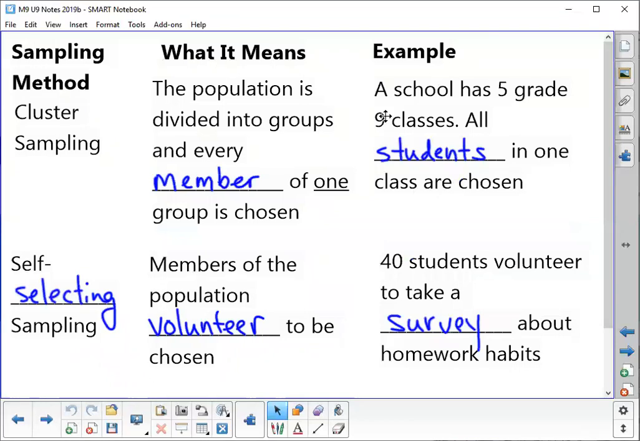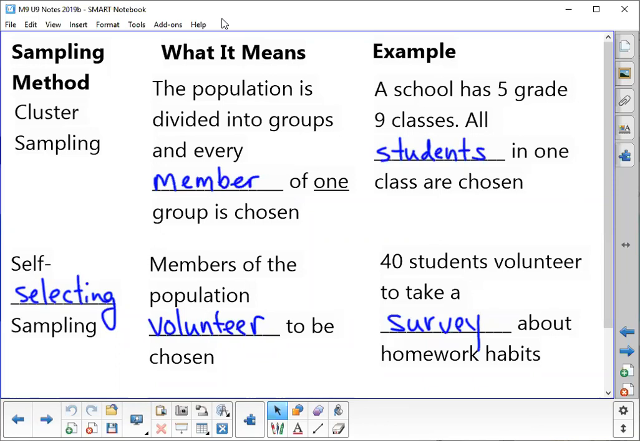There are cluster samplings. And cluster samplings are when the population is divided into groups, and then every member of the chosen group is sampled. So if a school has 5 grade 9 classes, choosing one of those grade 9 classes and sampling that would be a cluster sample. It's convenient because you've got everyone there, but it's not necessarily the most accurate data all the time. It can be though, it can.